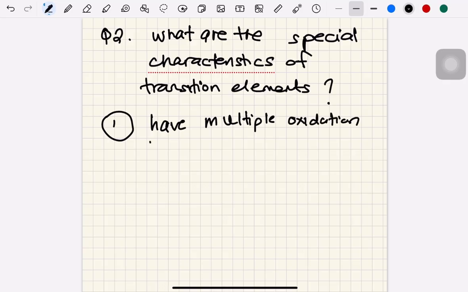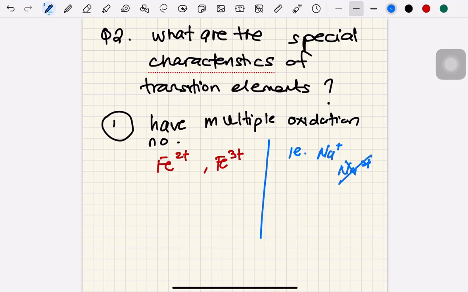Oxidation number. Okay, this one contohnya macam, we know that iron, we have Fe2+, and also what? Fe3+, kan? So I'm saying, kalau other elements in group lain, let's say sodium, contohlah, ada ke Na2+? Tak ada, kan? We only have Na+ je, kan? So now only elements in transitional elements sahaja yang akan ada multiple oxidation number.